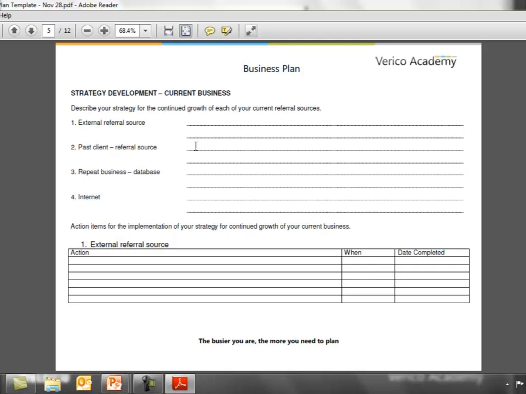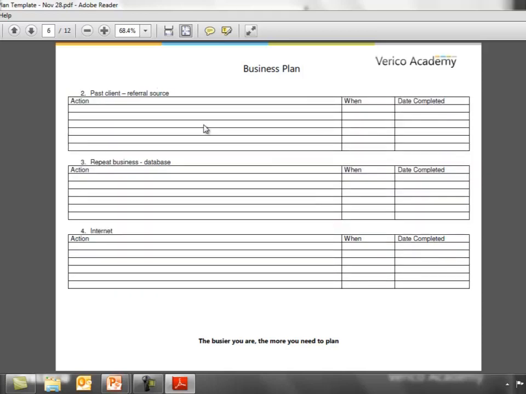Past client referral source, it could be that you want to do an increase of 10% new business this year gained from your referrals of past clients. Your action item for that, which would go in here, would be that you are going to work your database. You're going to look at your CRM program and determine if it's the most effective. Maybe start a contest or some kind of reward system for your past clients that offer you referrals. And if you don't have a CRM program, perhaps implement one this year.